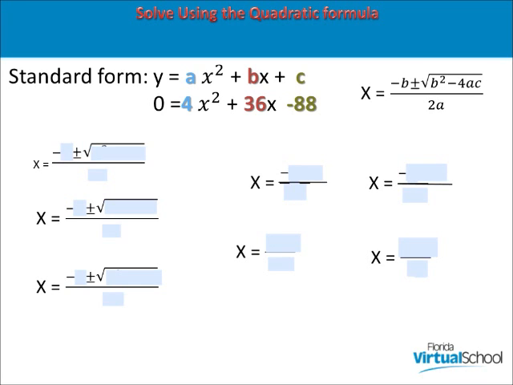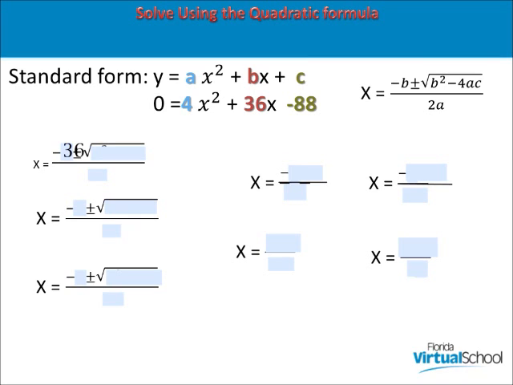So we've got 36, and that's going to be minus 36, and then we're going to have our plus or minus. Oops, not enough room there. We've got to change that font. All right, so we have minus 36 plus or minus, and it's going to be 36 squared.